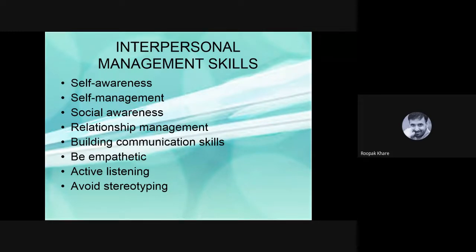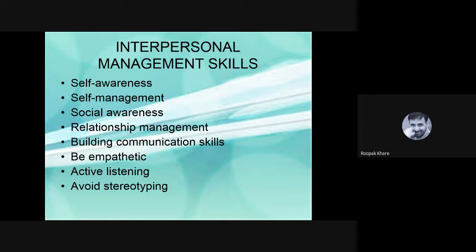Self-awareness, self-management, of course, is a part of it: how you manage yourself, how you carry yourself, how you manage your time. How do you divide your focus at home and in office? Social awareness: what is happening around, what is being said on social media maybe.